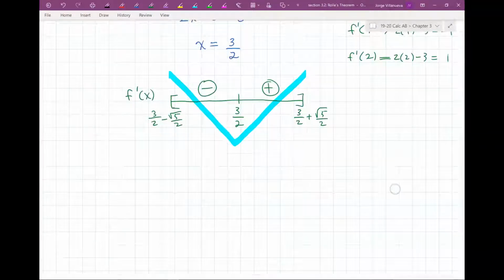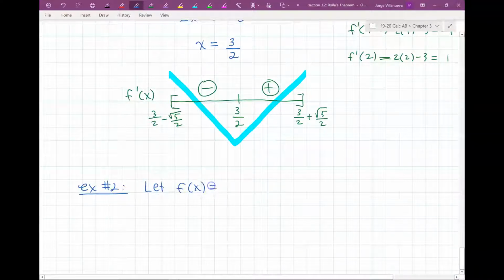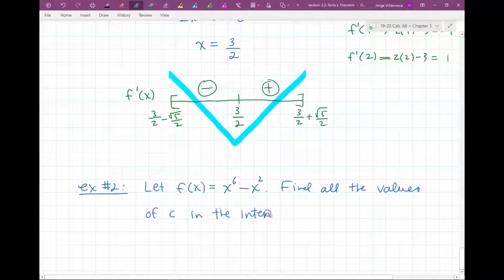So this is going to be example number 2. Let f of x equal x to the 6 minus x squared. Find all the values of c in the interval -2 to 2 such that f prime of c is equal to 0.